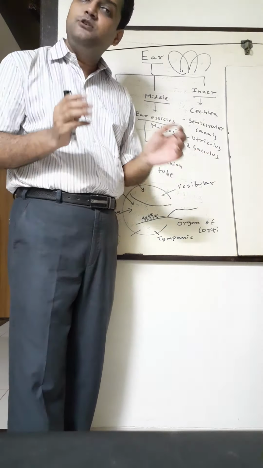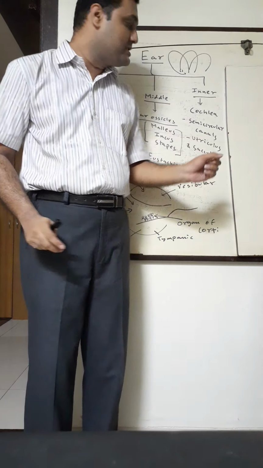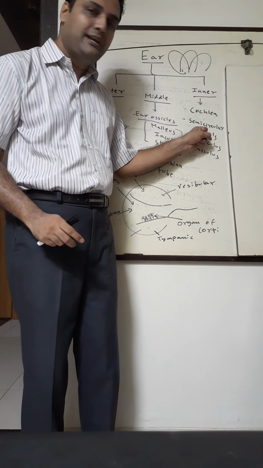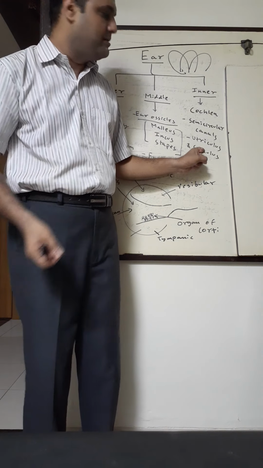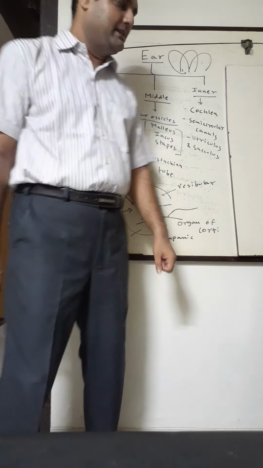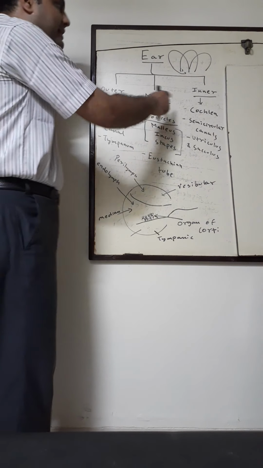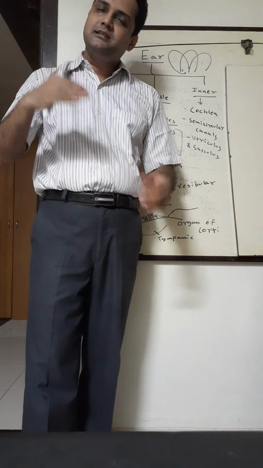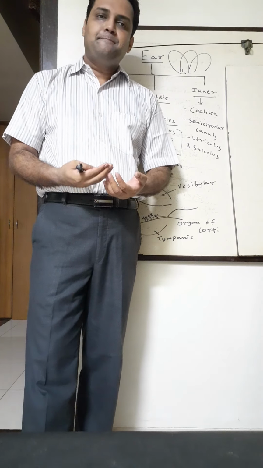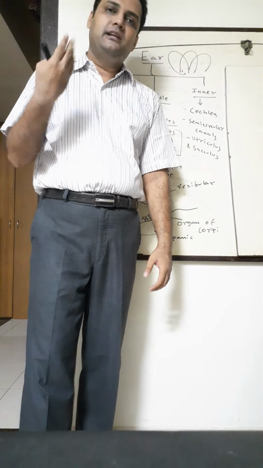Utriculus and sacculus give you balance when the person is stationary. This is called static balance. So semicircular canals, dynamic balance. Utriculus and sacculus together are called the vestibule. This gives you static balance. Between the middle ear and inner ear there are two openings called the round window and oval window, which help in transferring vibrations from the middle ear to the inner ear.